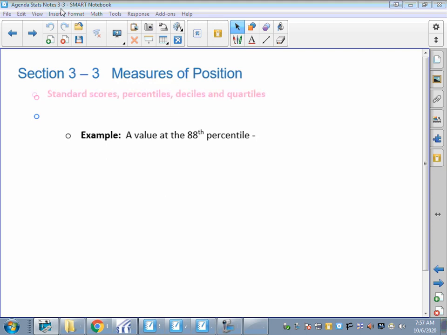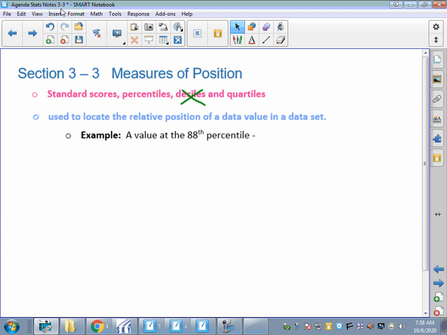So when we talk about measures of position, we've got a few different things. We can talk about standard scores, percentiles, deciles, and quartiles. We won't actually talk about deciles. We'll skip those ones. We'll do percentiles and quartiles. You've probably heard about percentiles before. A lot of tests get reported that way. And quartiles we're going to need as we start talking about outliers. So standard scores, percentiles, and quartiles are used to locate the relative position of a data value in a set.